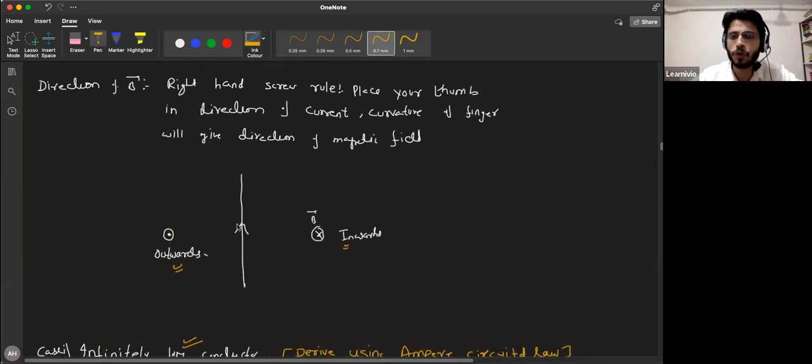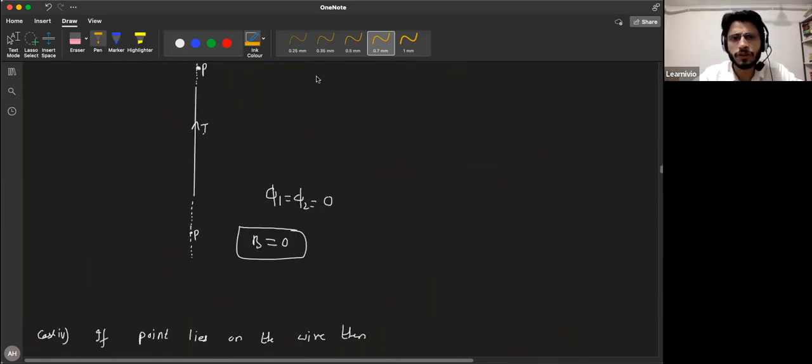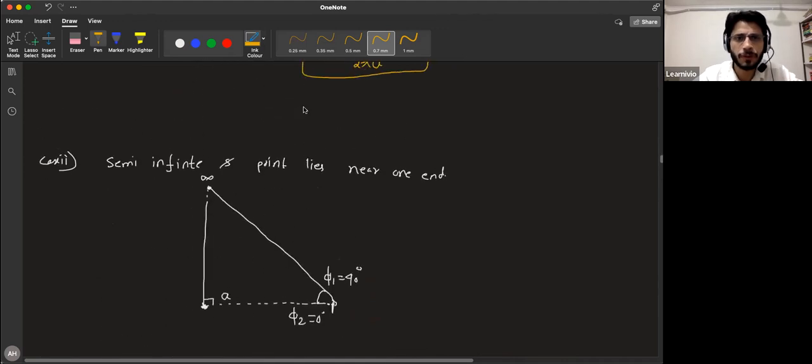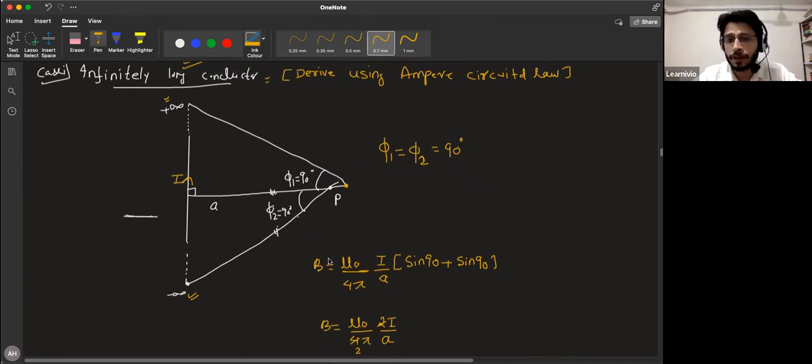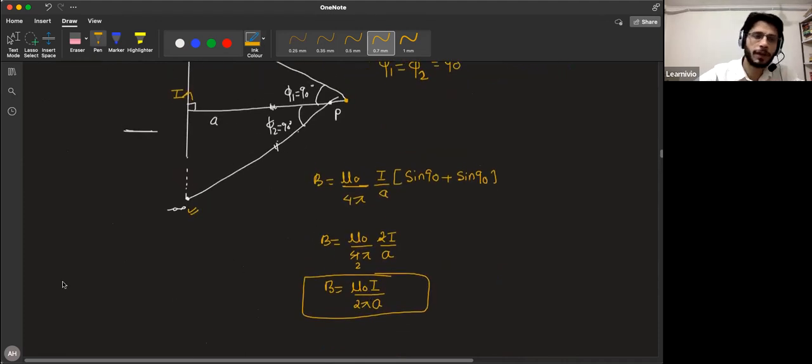So this happens in a screw also. If you take a screw and rotate it in the clockwise sense, it will go upwards. So you can call it the right-hand thumb rule, or you can call it the screw rule as well. So this is for a long straight wire. If you have a long straight wire, then this is the direction of the magnetic field.